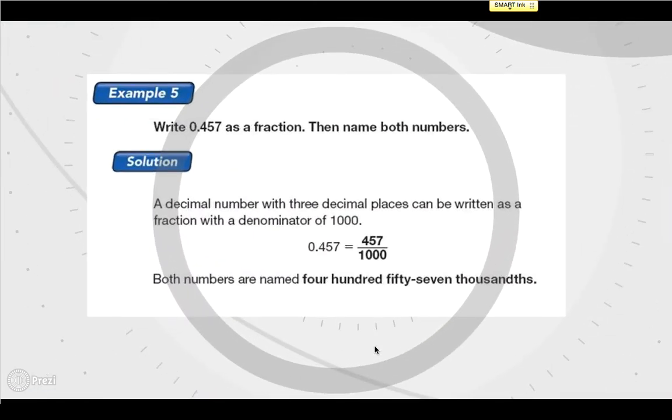Now we're going to write this as a fraction, and then we're going to name both numbers. What we're going to do here as a fraction is pretty simple. You take this number, and this is going to be the thousandths place. So it's this number over 1,000, and that's how you write the fraction, plain and simple. As you can see here in the solution, we just write this number, and then over its place value, which is 1,000. And so we have 457 thousandths here. At this point, you might want to reduce if you're able to. In this case, you aren't.